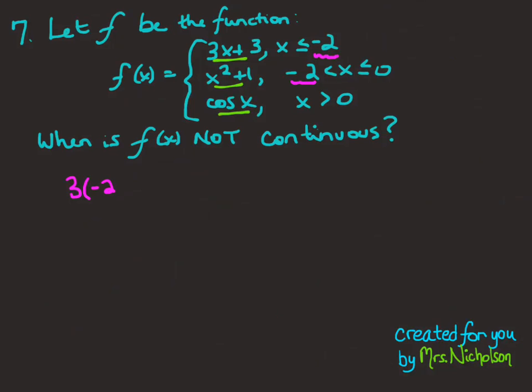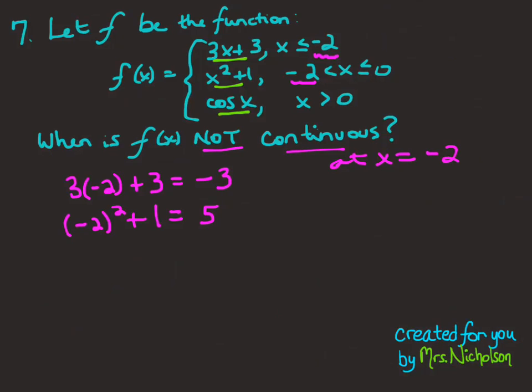I'm going to plug in negative 2 to the first function, and I get negative 3. Then if I plug in negative 2 to the second piece, I get 5. These two numbers are not the same, they're not equal, and therefore f of x is not continuous at x equals negative 2, because my two pieces are not meeting up at the same point.